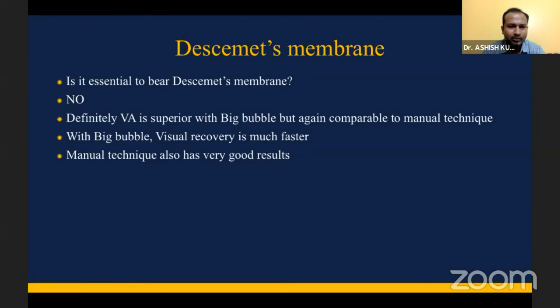Again, the D is for Descemet's membrane. It's not essential to bare Descemet's membrane all the time. Sometimes you'll not be able to do it. And so definitely visual acuity is superior.